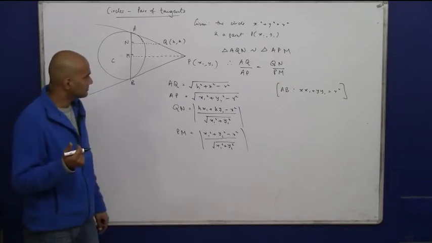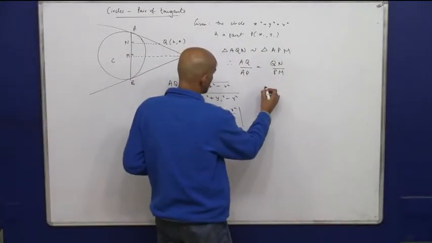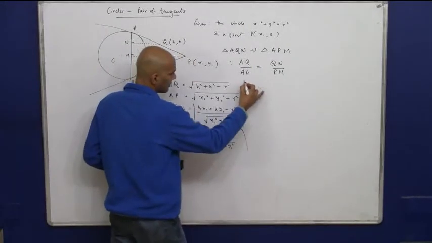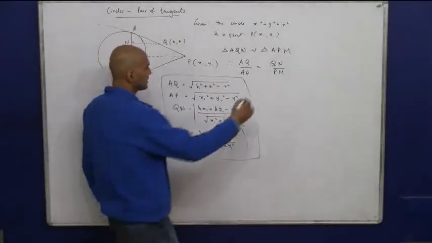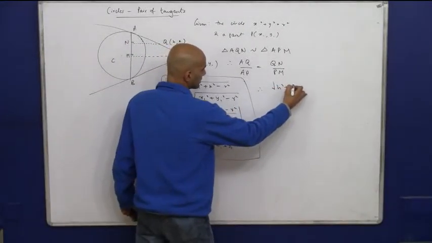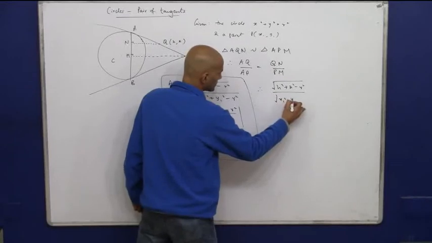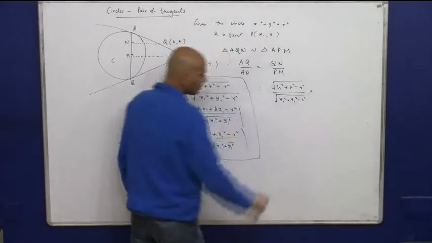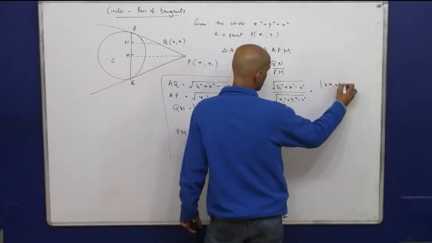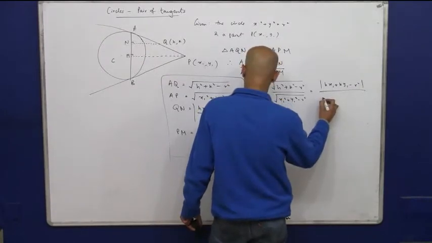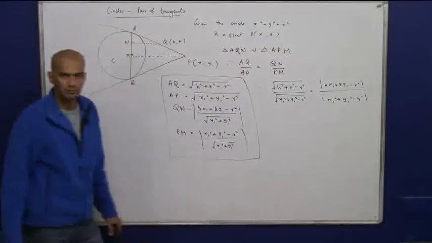Alright. So in order to see what we get next, I'm going to erase this, and I'm going to write, therefore, I'm going to use these four and put them in this ratio relation. I'll get under root h square plus k square minus r square divided by under root x1 square plus y1 square minus r square equals this divided by this. That will be equal to mod of h x1 plus k y1 minus r square upon x1 square plus y1 square minus r square.